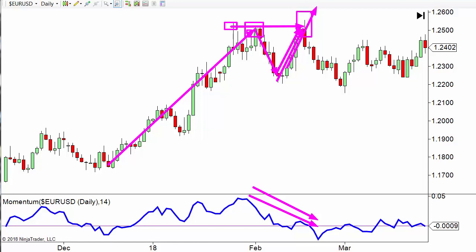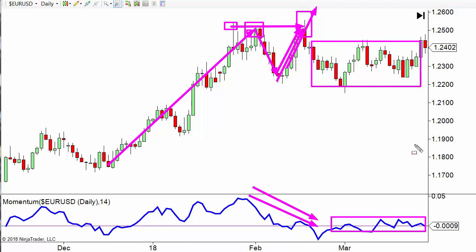And then notice what happens. We've already kind of shown this, but then this just kind of goes sideways, and this just kind of goes sideways too. So no trend. So we go from a trending market to a non-trending market, and the first signal we get, an early signal if you will, is the divergence on momentum. So that is one practical application of how it can be used.